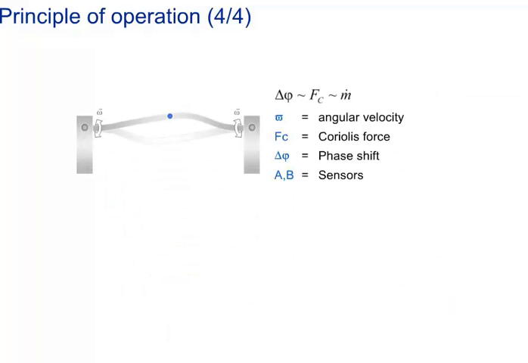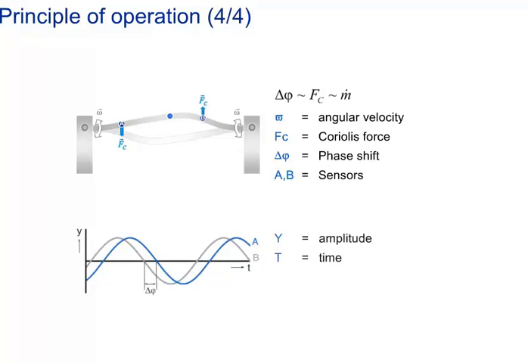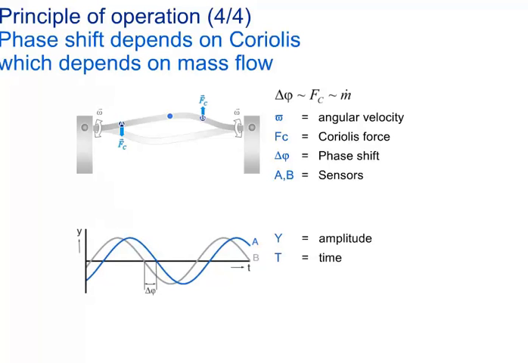These distortions can be measured as a phase shift between the left sensor A and the right sensor B. Both sensors experience the same movement but at a different time. The phase shift is directly proportional to the Coriolis force, which in turn is proportional to the mass flow. Now you have a perfect direct measurement mass flow meter. As we have seen, this principle can work with a single tube system.